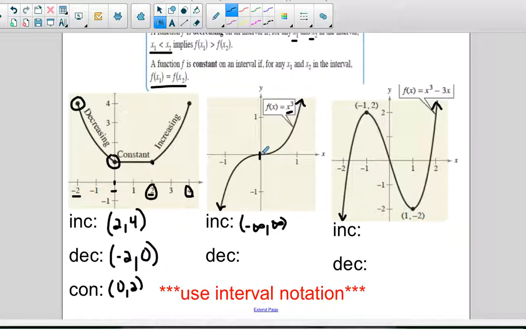Now, if you're saying, well, Mr. Johnson, it's going down, it must be decreasing, you're reading it from right to left, which is not how we read graphs. We always read from left to right, so it's always increasing.